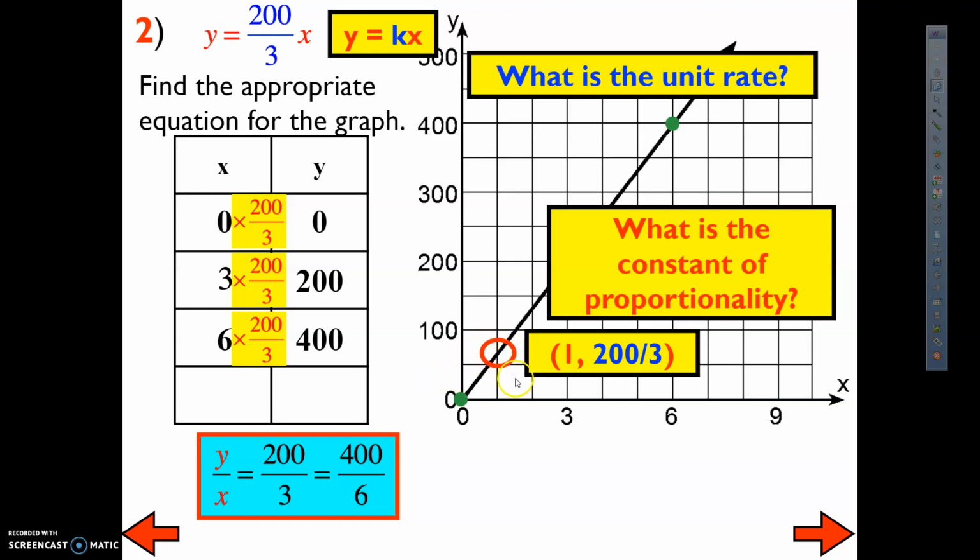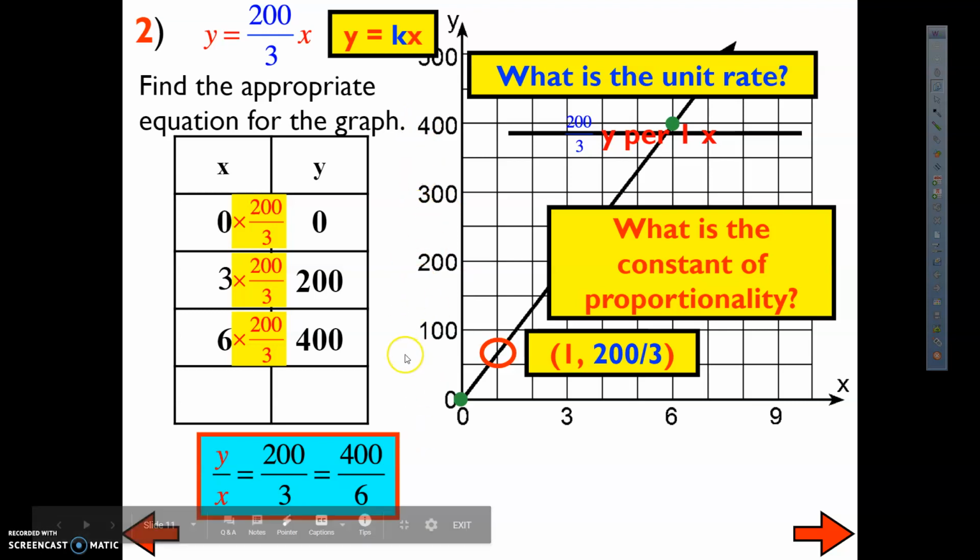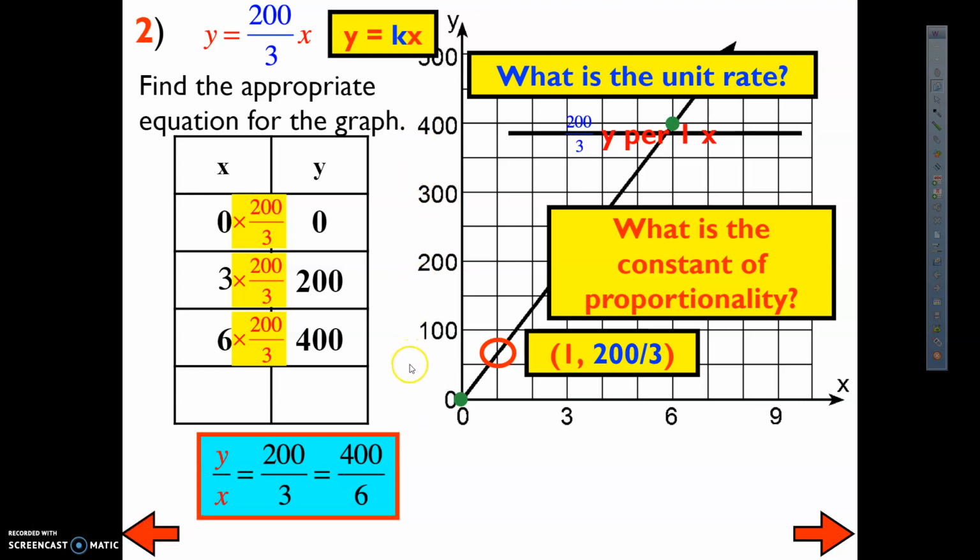What's the unit rate here? Well, remember the unit rate is our k. And so I know this is difficult to see, but that's 200 over 3 y per 1x. Since they did not label what the y's are standing in for, we would just call it y per x. It's always y per x.